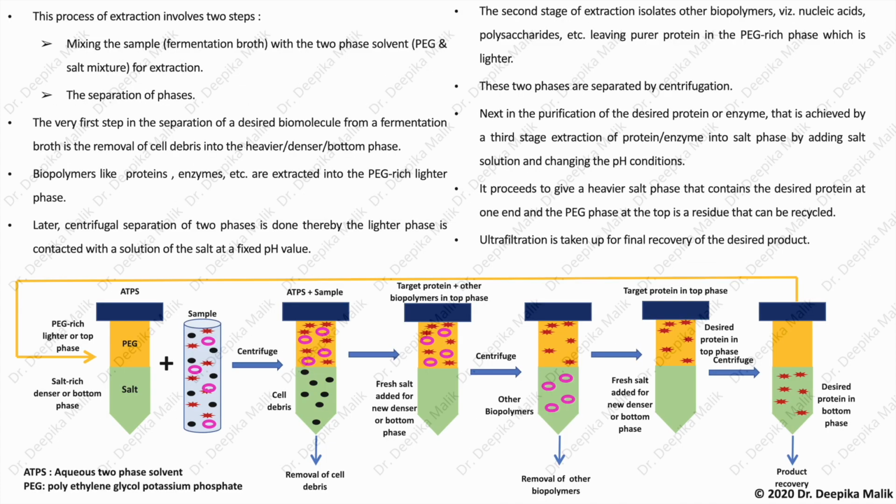This process of extraction basically involves two steps. The first step is mixing of the sample, that is the fermentation broth, with the two-phase solvent, that is your polyethylene glycol and salt mixture, for extraction. And then the separation of phases is carried out. So as you can see in the diagram, we have a sample that includes cell debris, biopolymers and proteins.